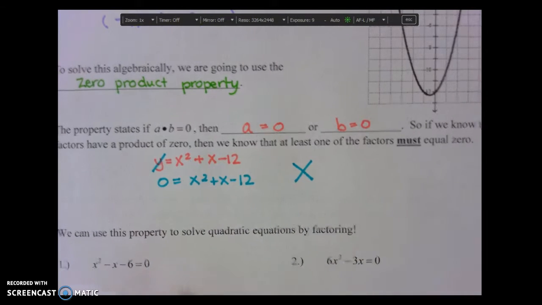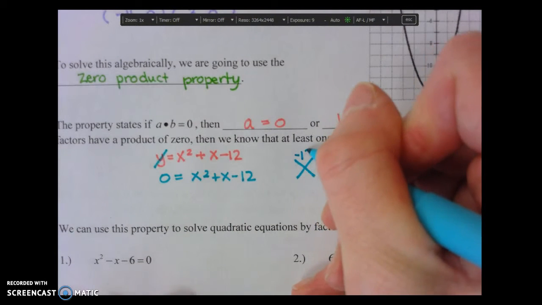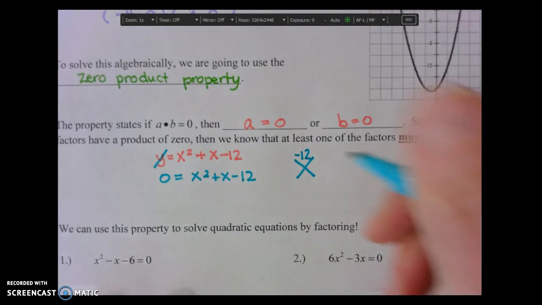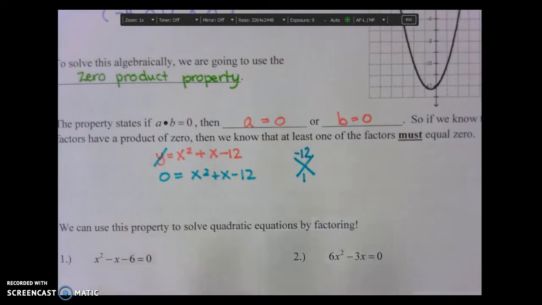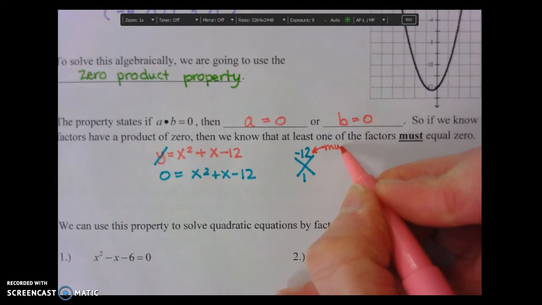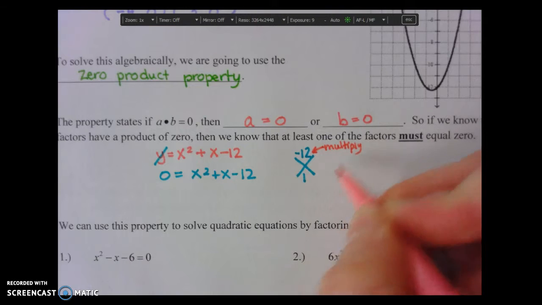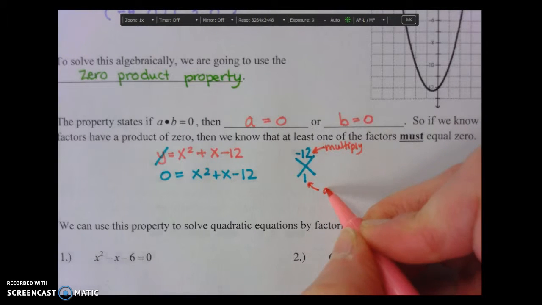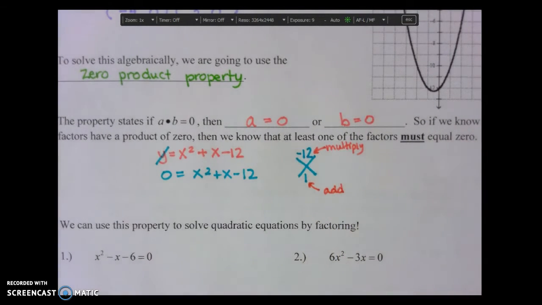What goes on the top of my x? -12. What goes in the bottom? 1. Don't bring the x, just bring the number. So you're looking for 2 numbers that multiply to give you -12. But we know those 2 numbers that you pick have to add up to give you 1.